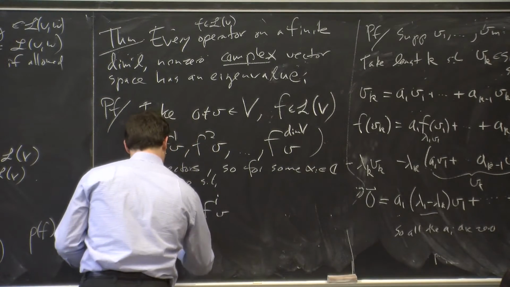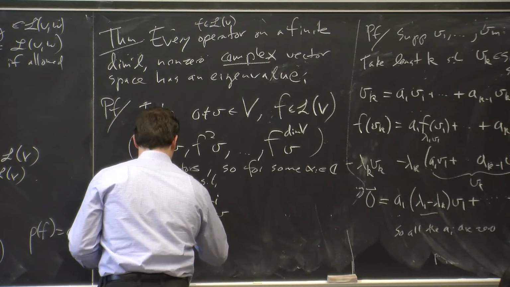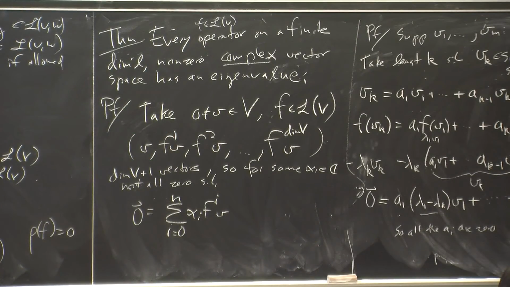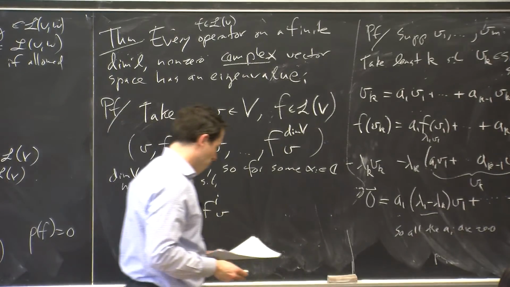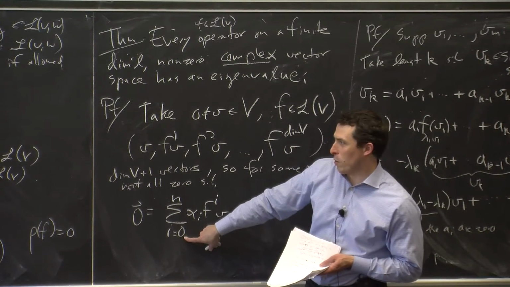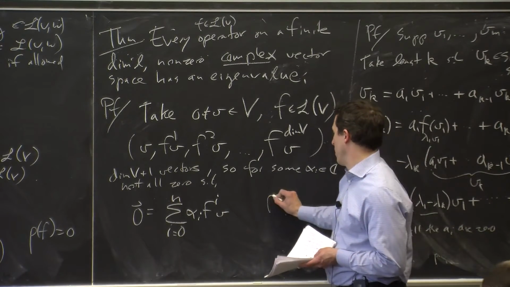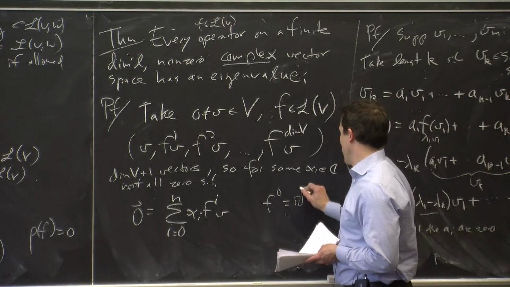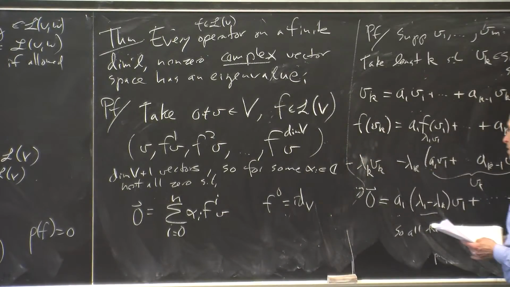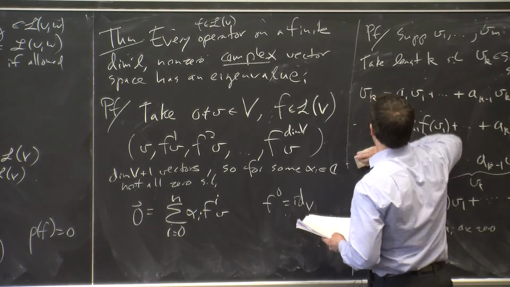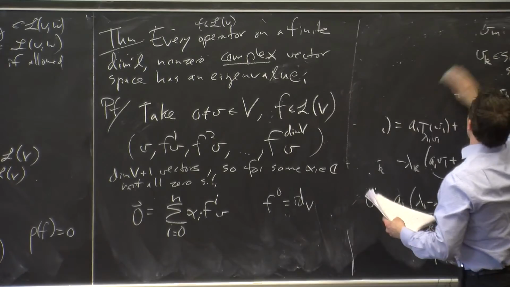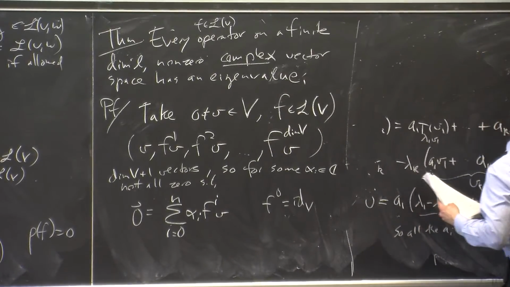Well, okay, but this linear combination looks a lot like a polynomial, right? Okay, I started this indexing at 0, not at 1. What do I mean by that? F to the 0 has to be the identity transformation. Empty product of 0 things. So that's just a way of saying vector v. That's it. F to the 0 times v applied to v.